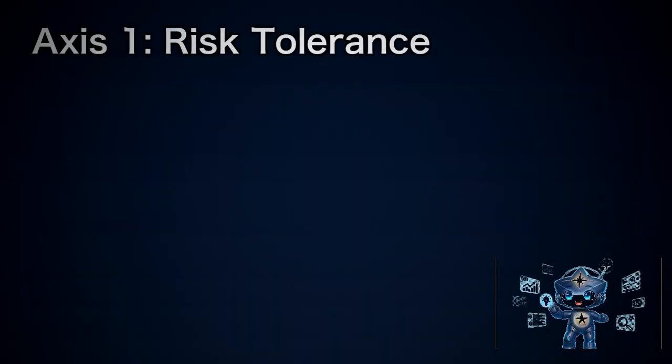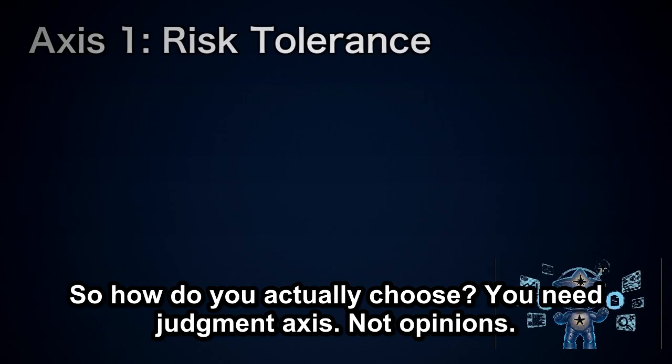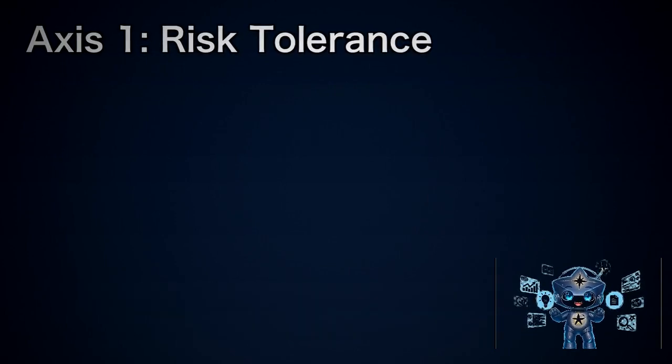So how do you actually choose? You need judgment axes, not opinions, not gut feelings, frameworks. The first axis is risk tolerance versus diversification.